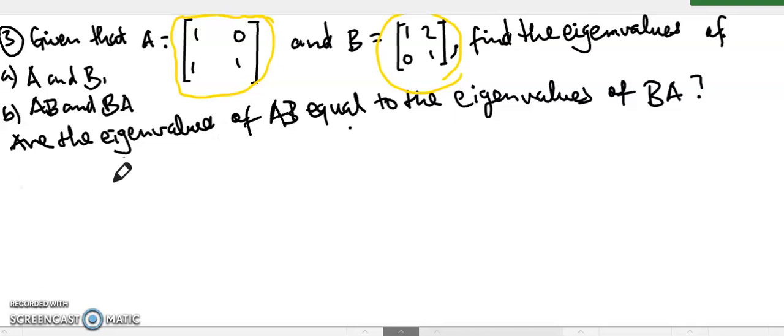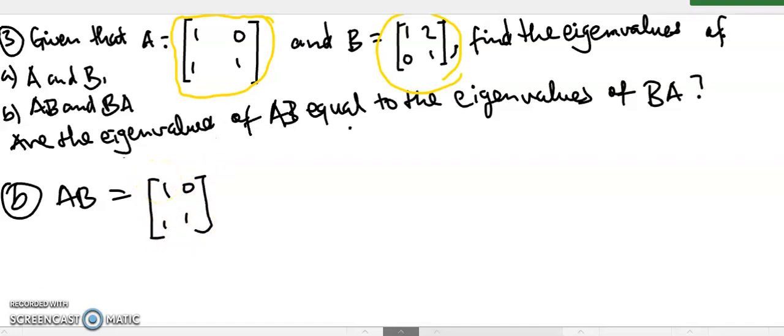So AB, which is question B, you have to find AB. AB in this case will be equal to the matrix 1 0 1 1 multiplied by B, and B is 1 2 0 1. Usually you have to multiply the rows with the columns of these two matrices, and for ease you can use your calculator to multiply these matrices, and that will make your work easier.